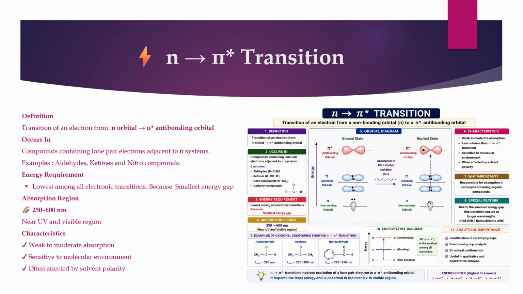The image also highlights that the n to pi star transition provides weaker absorption compared to the pi to pi star transition. This is because it is partially forbidden according to spectroscopy selection rules. Even though it is weaker, it is very important for identifying carbonyl compounds and studying molecular structure.